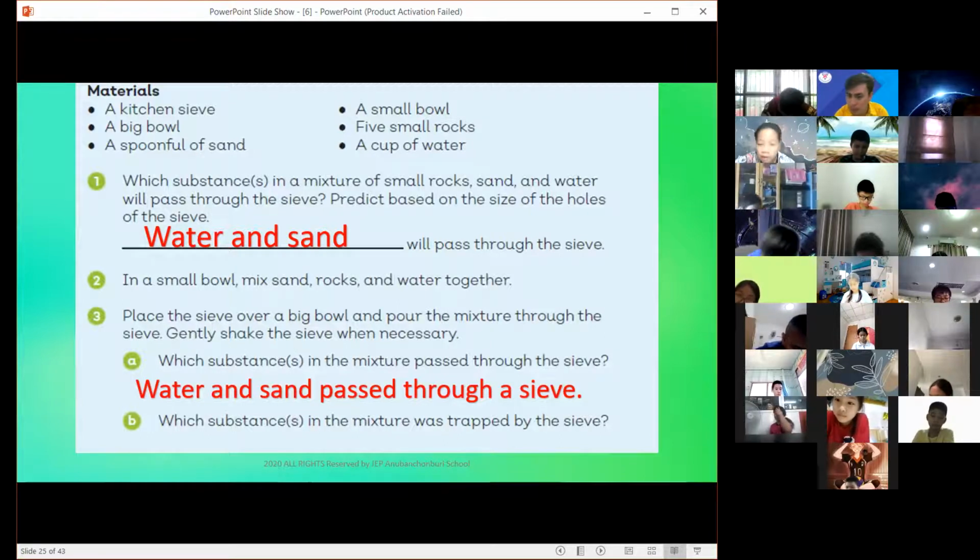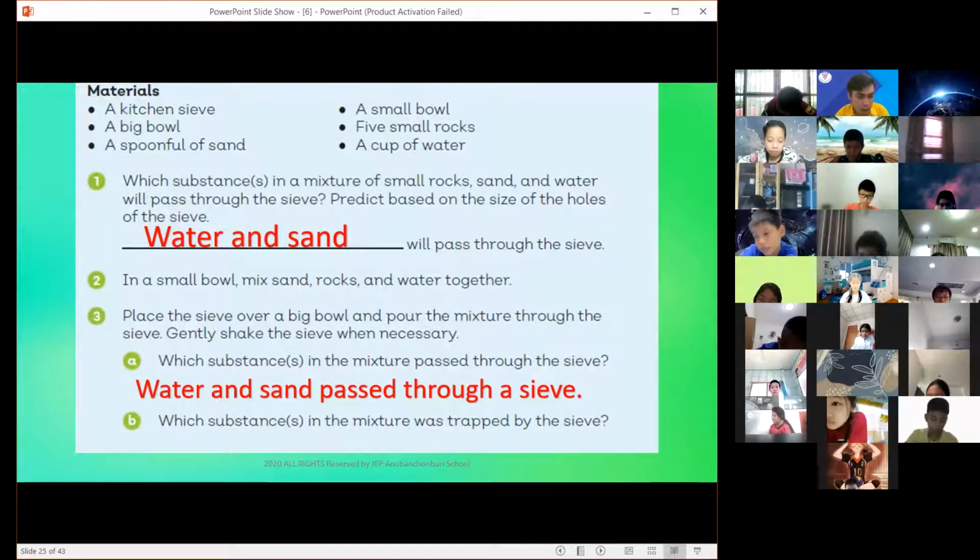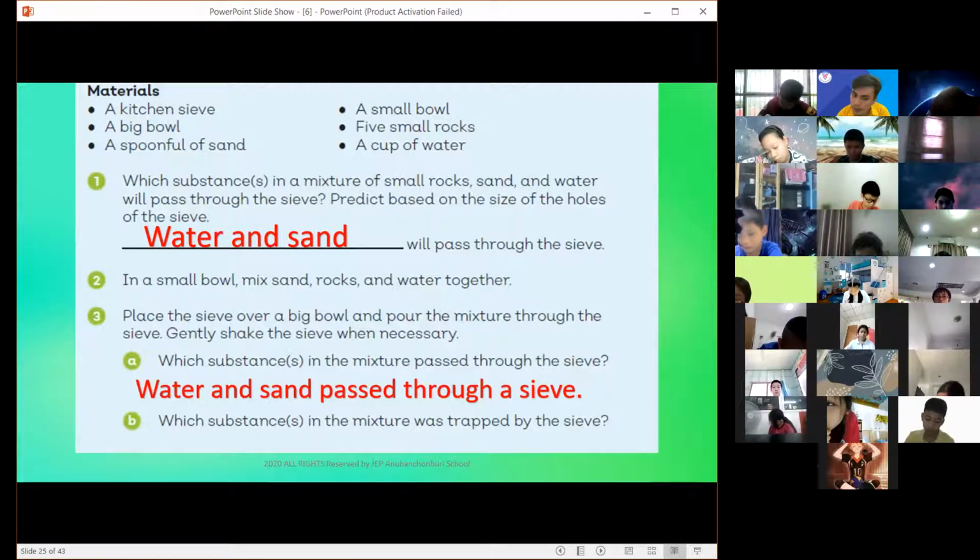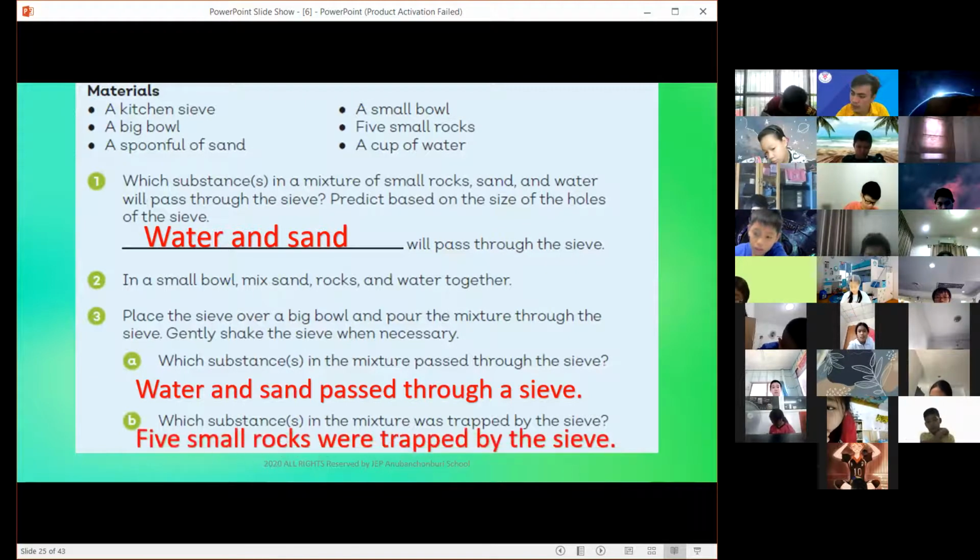Now let's proceed to number 3, letter B. Who wants to answer? Maybe I will call someone here. Don Rapon, go ahead and answer letter B. But before you answer, I will read the question first. Which substance or substances in the mixture was trapped by the sieve? Small rocks are trapped by the sieve. Okay. Five small rocks were trapped by the sieve. All right.